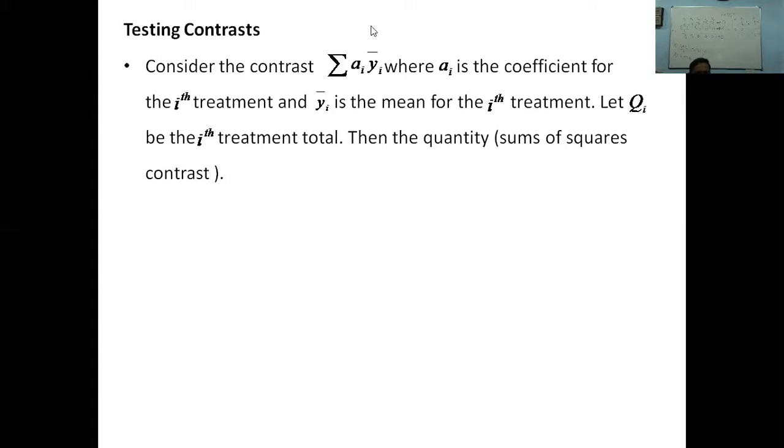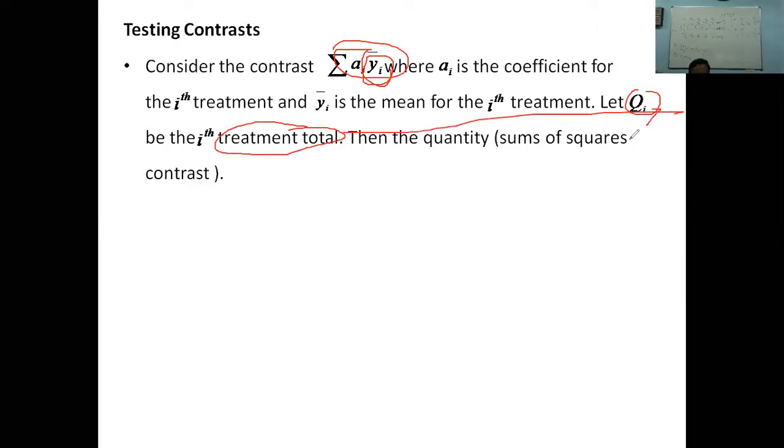Right. Then we will look at the concept of contrast, which I have already mentioned. It is the summation of the multiplication of coefficients, and it should be equal to 0. So this is the mean value. We will see with an example how to calculate the contrast and so on, right? And let Qi be the treatment total. It is the treatment total, Qi, okay?